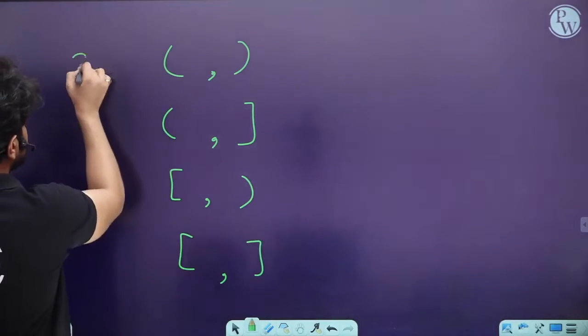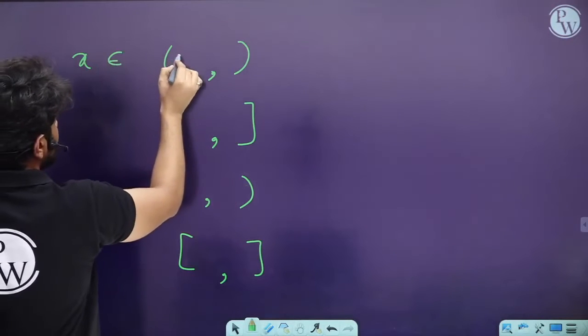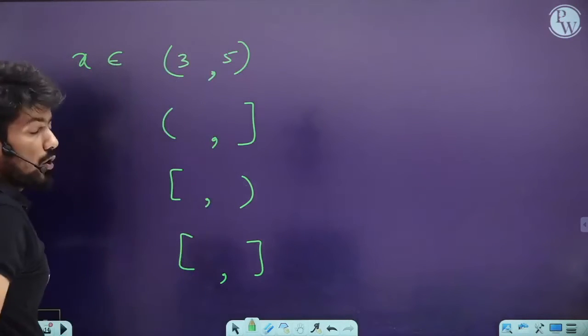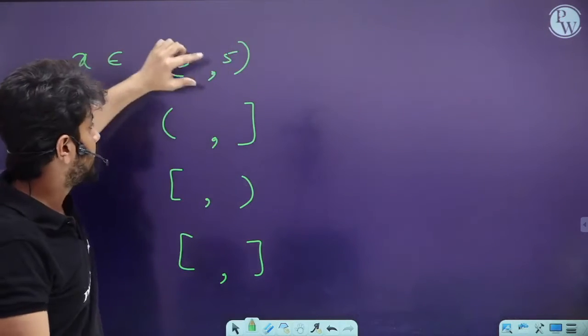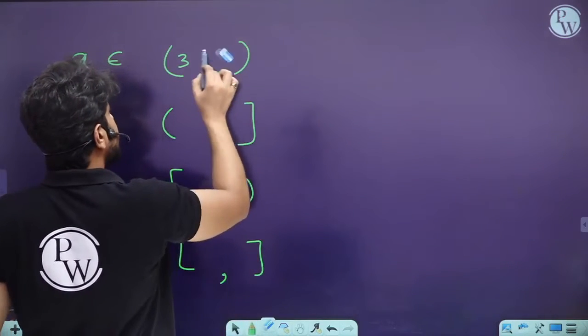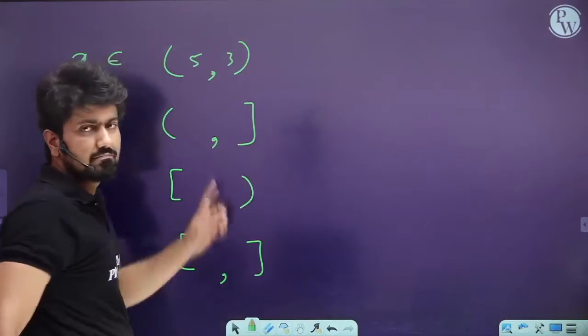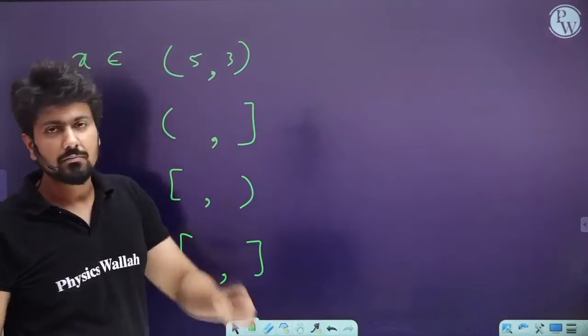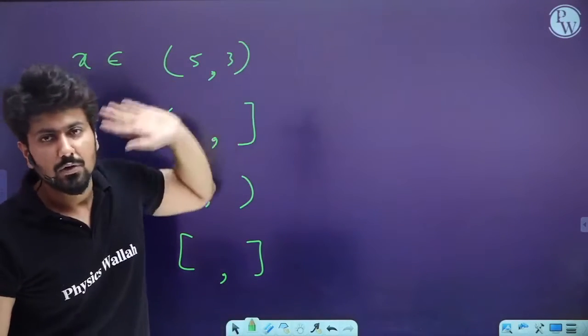Basically, if I say that X belongs to open bracket 3 to open bracket 5, always there will be a smaller number, then there will be a greater number. It can never be like 5, 3. That's totally wrong. This is not the representation. There should be a smaller, then a bigger number over here in the right.